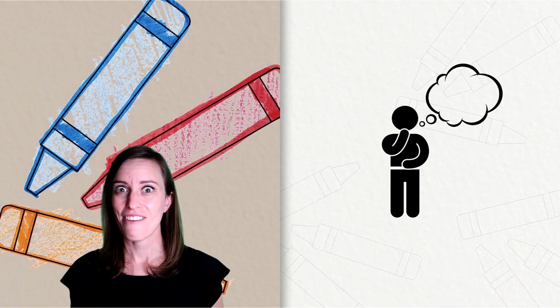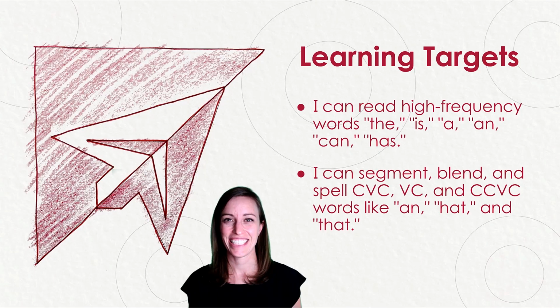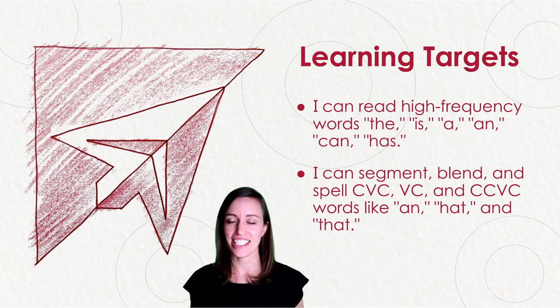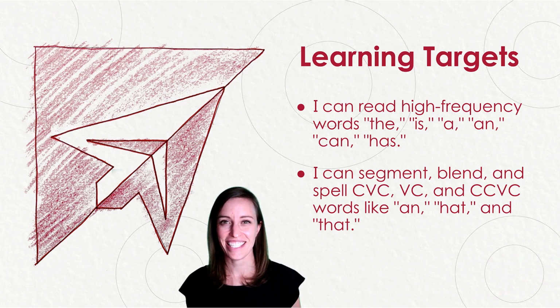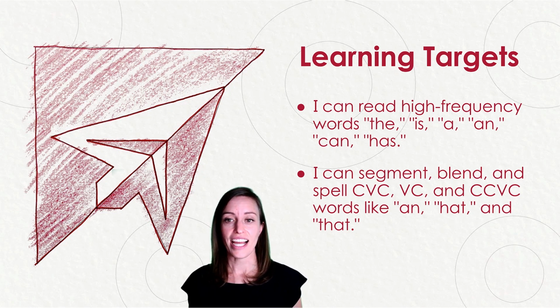Materials! For today's lesson, all you need is your thinking cap. We have two learning targets today. Our first is, I can read high-frequency words, the, is, a, an, can, and has. Our second is, I can segment, blend, and spell CVC, VC, and CCVC words like an, hat, and that.